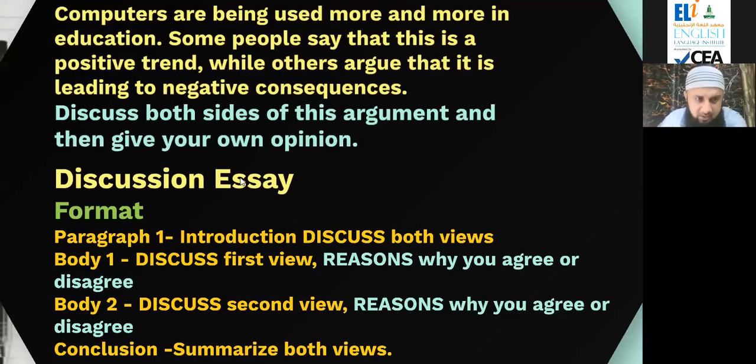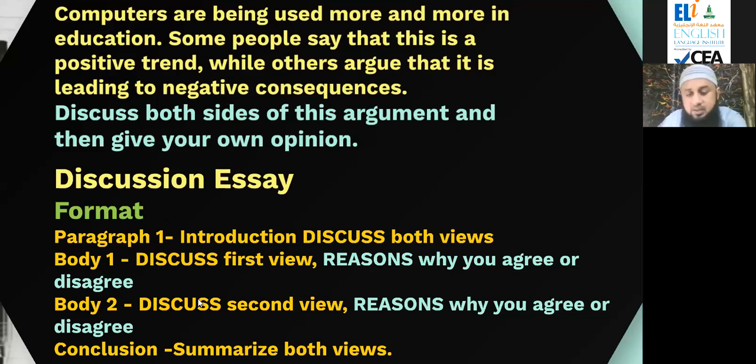The format should look like this. Introduction, in which you discuss both views, rephrase them. Then body paragraph 1, discuss the first view. Reasons why you agree or disagree with this first view, you must write your reasons also, what you believe. Body 2, discuss the second view. Reasons why you agree or disagree with the second view. So you have to write your personal reasons about that. And then conclusion that summarizes both views.